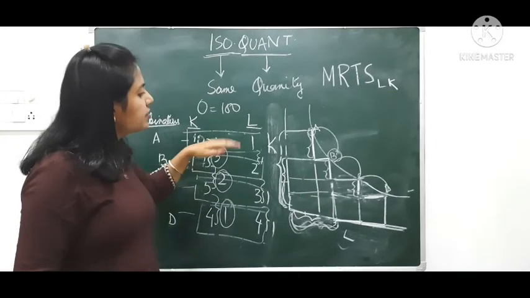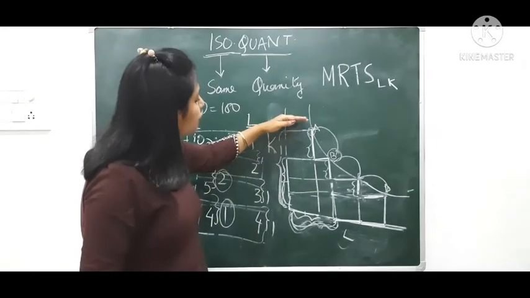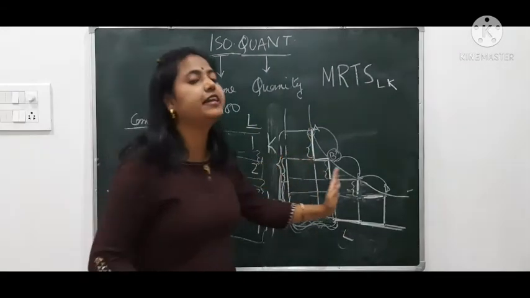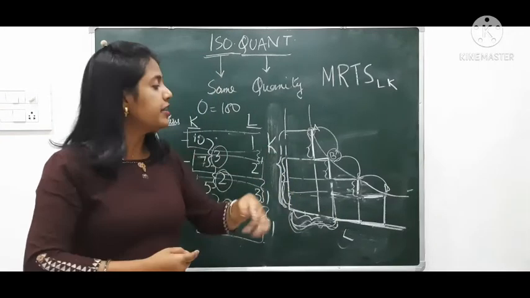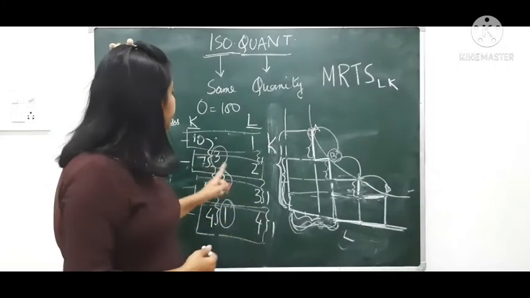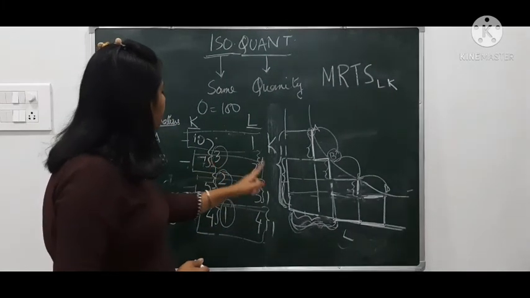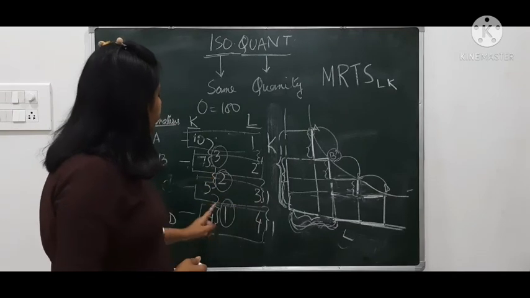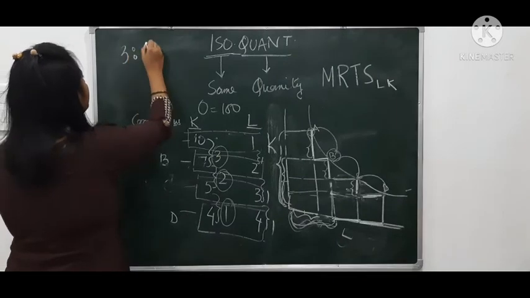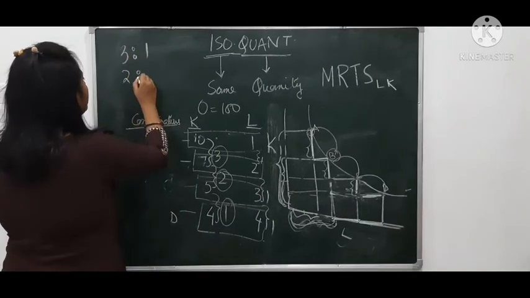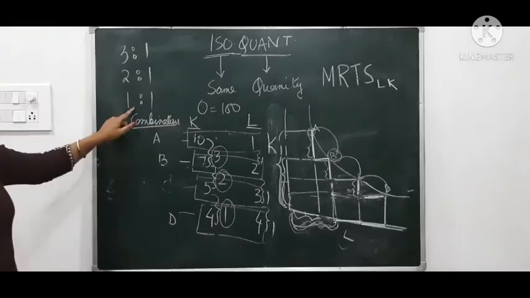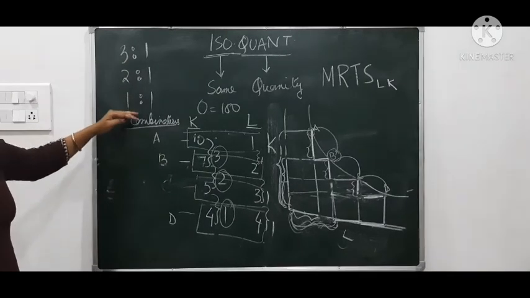This rate of substitution means how much capital you sacrifice to gain labor. The rate at which you are sacrificing capital and gaining labor goes on diminishing, means it goes on decreasing. Earlier it was 3:1, then it became 2:1, then 1:1. So the rate has reduced. Earlier 3 capital was sacrificed for 1 labor, then 2 capital for 1 labor, and lastly 1 capital for 1 labor. That means the rate of substitution reduces.